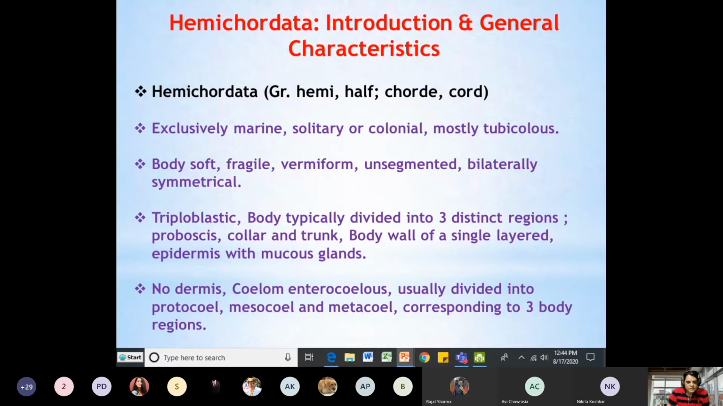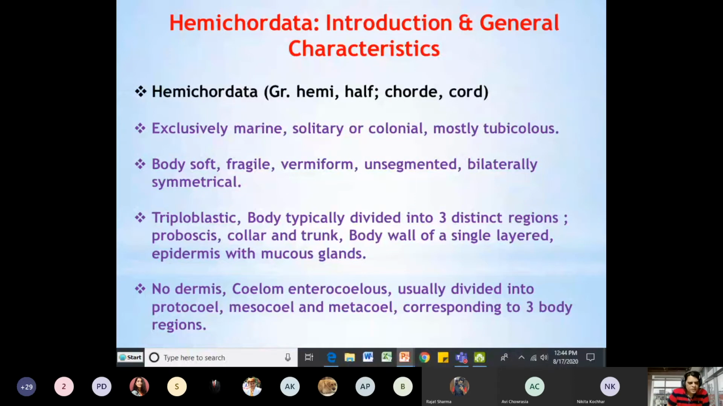Then the second point: they are exclusively marine, solitary or colonial, mostly tubicolous. Some of them are colonial as well. They make tubes in the sand bottom, and the tubes are U-shaped. The tubes open on both ends. From one end water enters, from the other end water leaves the tube, and this helps in respiration and feeding.